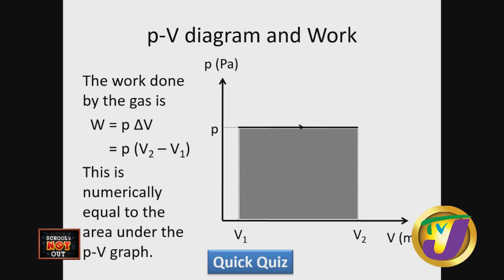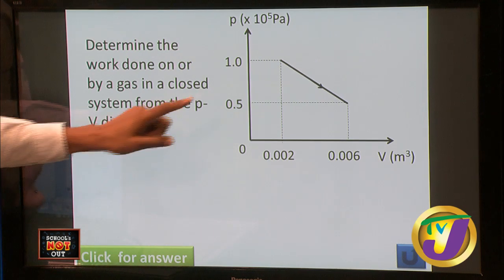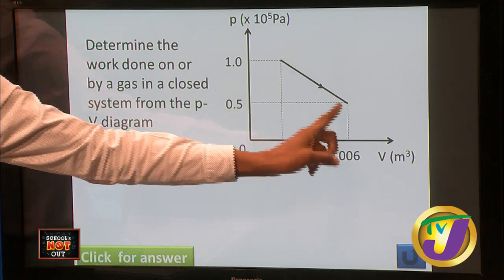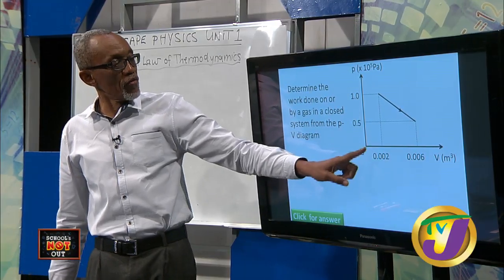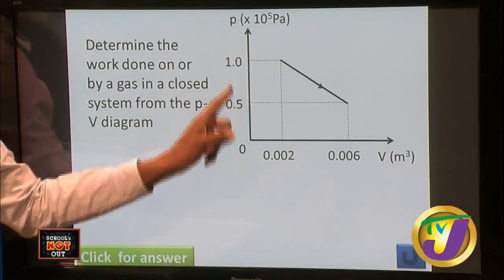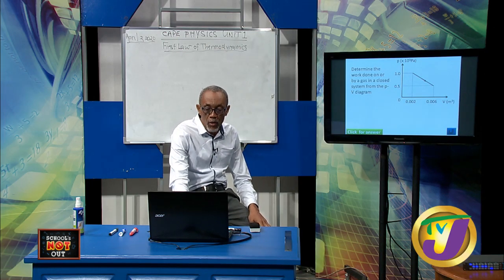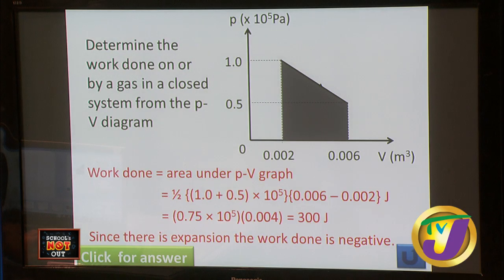So we have the quick quiz again. This is asking you to determine the work done by a gas in a closed system for the PV diagram. So again the gas is being expanded, but it's moving from this volume to this volume here, and at the same time the pressure is decreasing from this value to that value. All right? Okay, so we'll just look at this answer quickly. The work done is equal to the area under the graph, and you can do the mathematics, and since there is an expansion, the work done is negative.